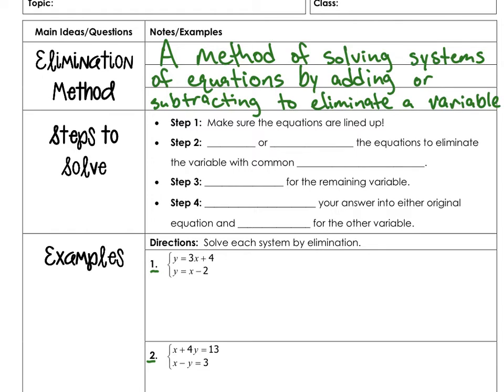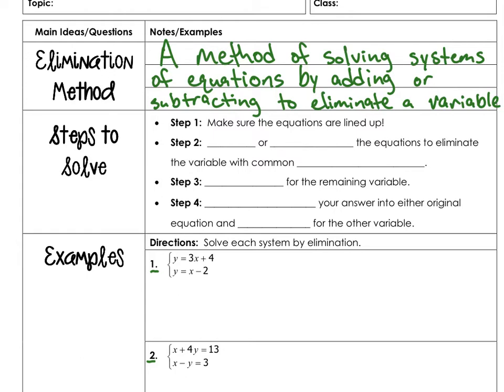Well, of course, it's another method for solving systems of equations. And we do this by adding or subtracting to eliminate a variable. So what this is really going to look like is we're going to have two equations, and we're basically going to try and add them together, or we're going to subtract them, in order to make two variables cancel out when they have the same coefficient.